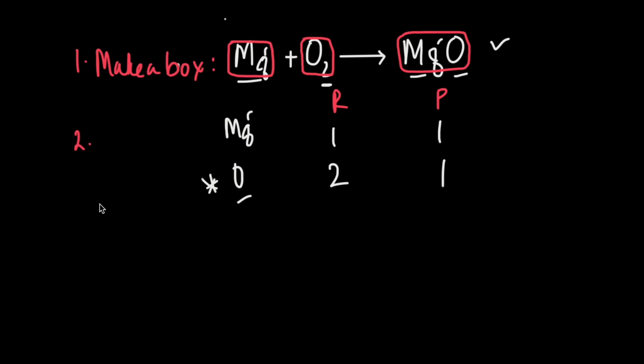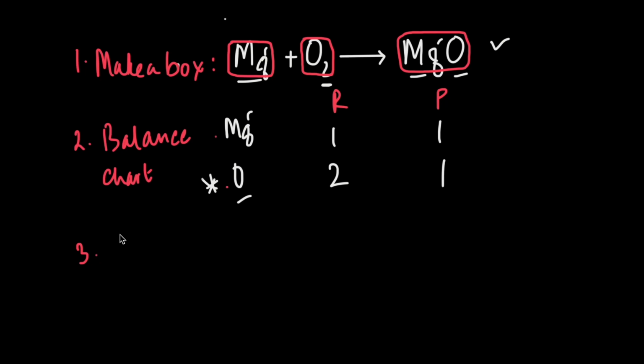As it is apparent from what we have already done, we are going to move to step 2, and in the balance chart, what we are going to do is list out all of the elements that are participating in the reaction, and count the number of atoms of that element on the reactant side as well as on the product side. So here we can see that I have listed 2 elements because there are only 2 elements participating in this reaction, that is magnesium and oxygen. On the reactant side, we have 1 atom of magnesium, and on the product side as well, we have 1. And oxygen, we have 2 on the reactant side and 1 on the product side.